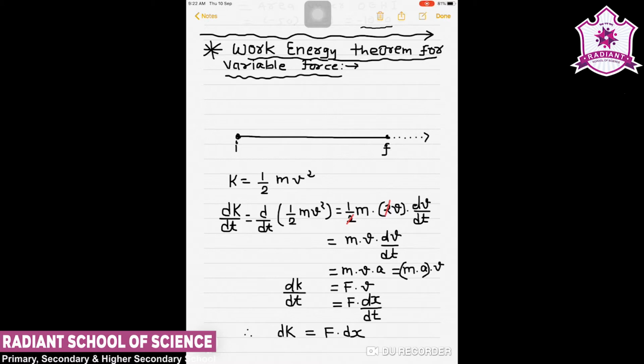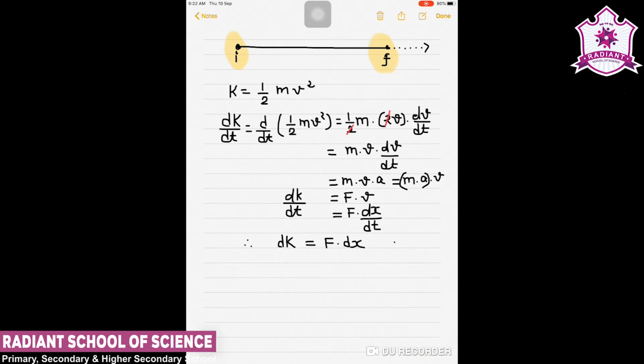Now we have already explained that we have considered the motion is on the x-axis, and the object is considered to move from point I to point F. Therefore the change in kinetic energy will be expressed with the help of integration, that is the integration of dK, from the initial kinetic energy to the final kinetic energy, is equal to the integration of F dx, from xi to xf. Here we have considered x because it is moving on the x-axis.